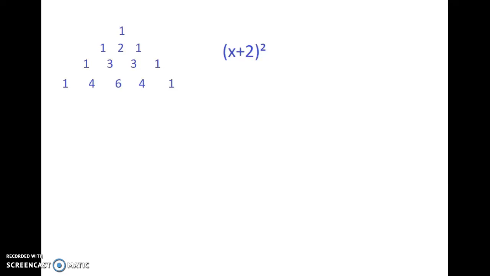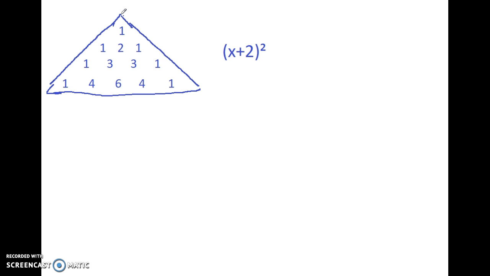Okay, so we're going to be going through an example of expanding a binomial squared using Pascal's triangle. So this is Pascal's triangle right here. We'll draw a little triangle around it. This is where we get our coefficients from, so that we can fast and easily expand a binomial.